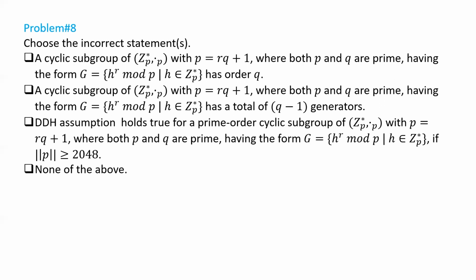And the third statement is that today's assumption holds true for a prime order cyclic subgroup of Z_P star, multiplication modulo P, with P equal to RQ plus 1, where both P and Q are prime, having the form H to the power R mod P with H belonging to Z_P star. If the size of P, that is the length of the bit representation of P, is greater than or equal to 2048, then the DDH assumption holds in those cyclic subgroups.